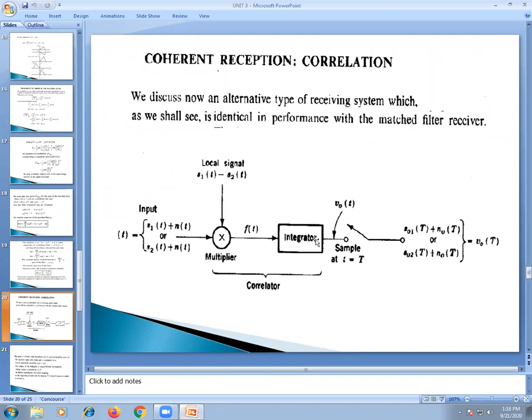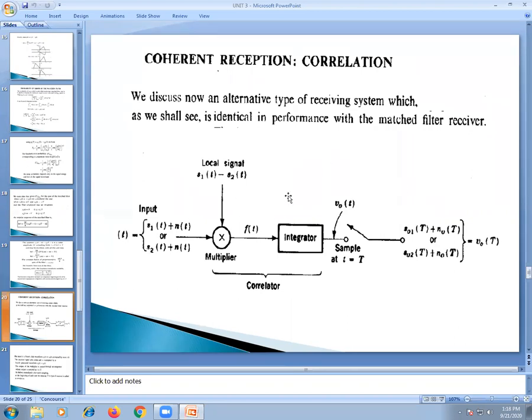Now the f of t signal is given to an integrator. Here we have a multiplier and an integrator. Multiplier and integrator together are called a correlator. Now the integrator output is given to a switch. The switch operates at small t is equal to capital T. That is the output V naught of t. Input is Vi of t, output is V naught of t.